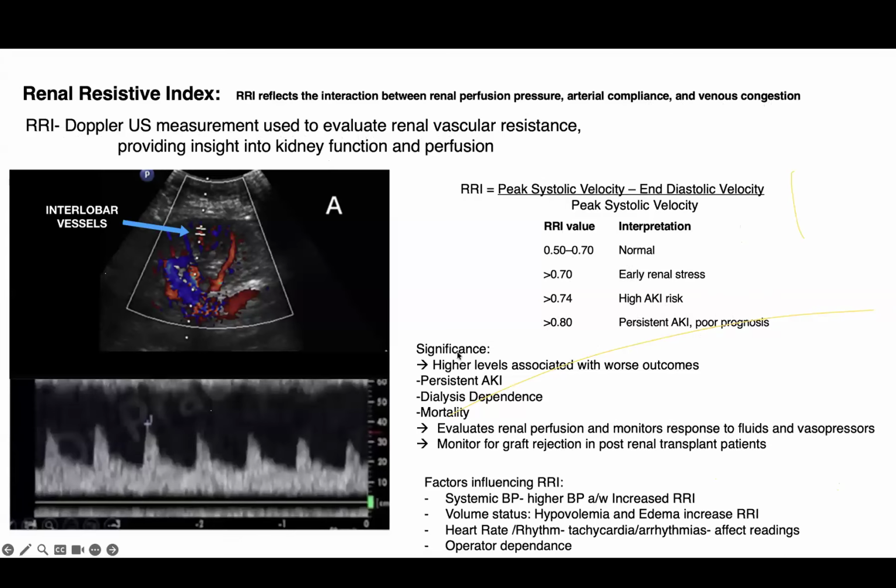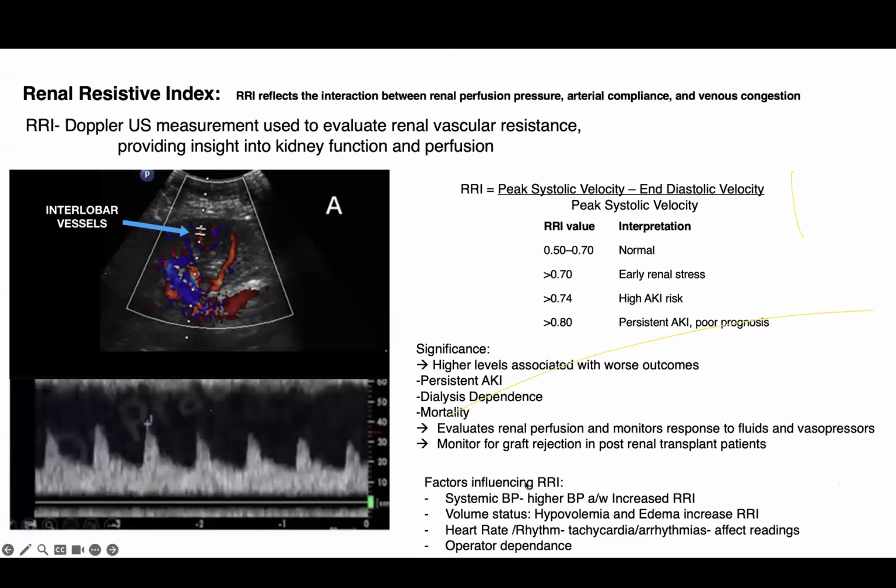Higher levels are associated with worse outcomes. It can indicate persistent AKI, dialysis dependence, and mortality. It evaluates renal perfusion and monitors response to fluids and vasopressors. And in post-renal transplant patients, it helps to monitor for graft rejection.